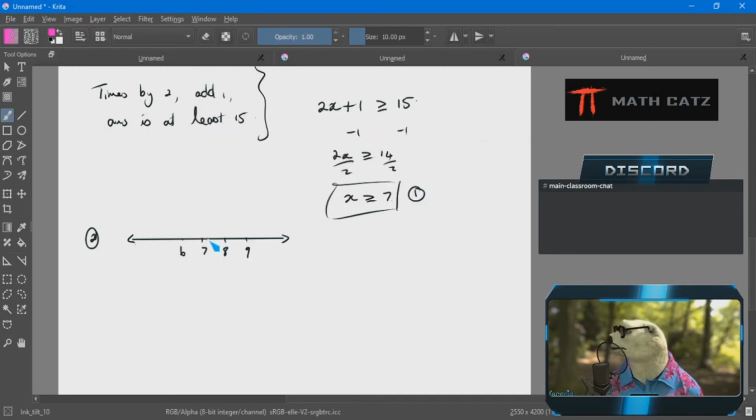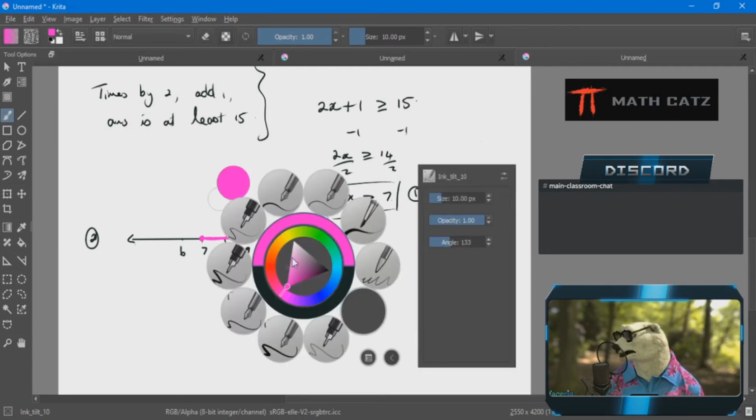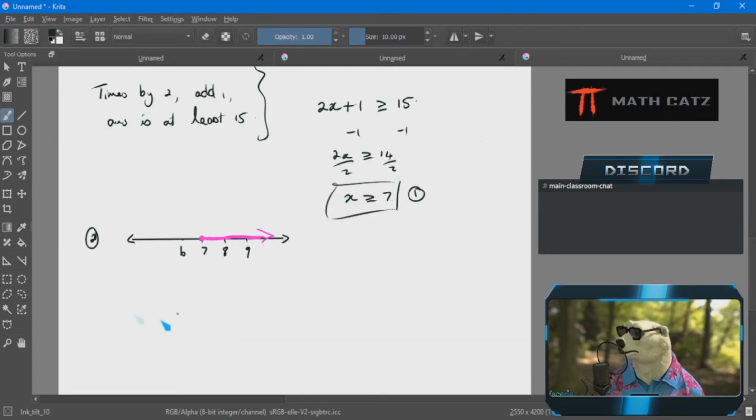Why not pink? So 7 is okay. So I'm going to have a dot on 7 because it could be equal. And then everything bigger than 7 as well. Nice visual representation. Nothing wrong with that. It's the exact same thing, just different versions to illustrate the same answer.